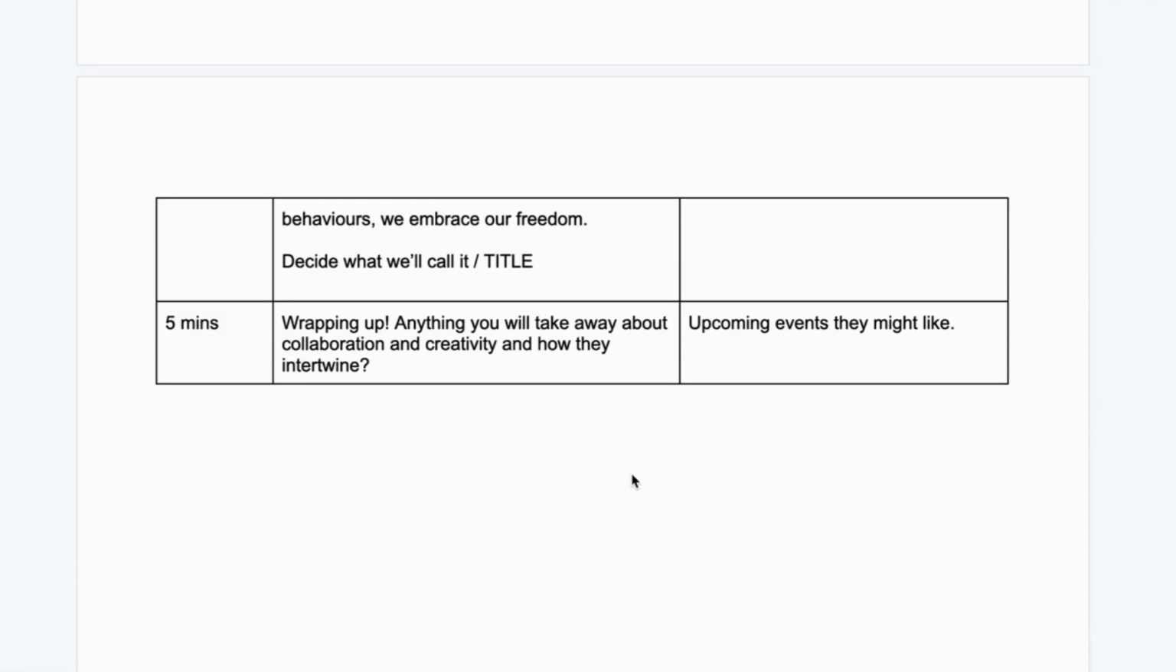Wrapping up and leaving well. It's important to tie the session up neatly and allow time for reflection. We invite our members to share any takeaways they have about collaboration and creativity and how they intertwine. This is also a great moment to invite your guests along to another event, perhaps the next one you're running. Or why not recommend something that's caught your eye in the Together Culture calendar?